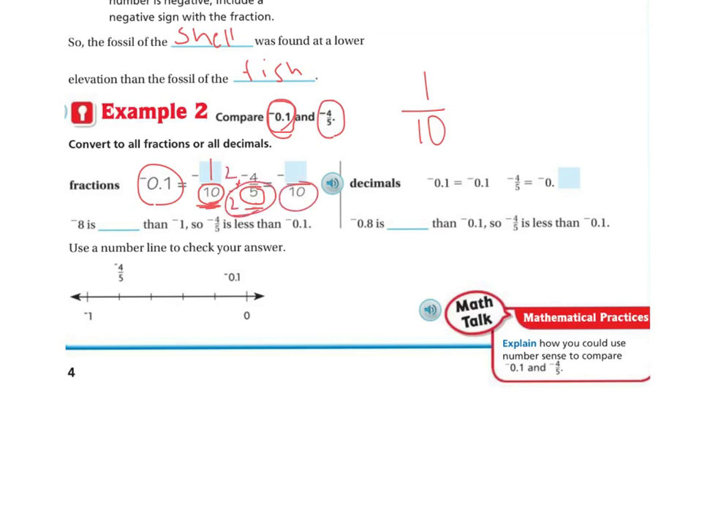2 times 5 is the 10, and 2 times 4 is the 8. So now we're comparing negative 1/10 and negative 8/10 to help us out there. So negative 8 is less than negative 1. So negative 4/5 is less than negative 1/10. You could also graph it. So they graphed it there. They graphed the negative 4/5 and the negative 1/10 because it's going to be in between the 0 and the -1. So negative 0.8 is less than negative 1/10.